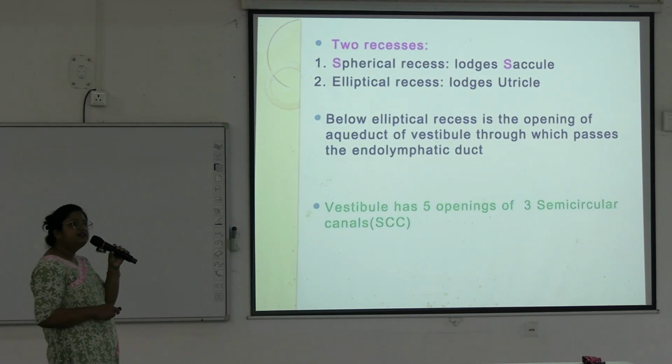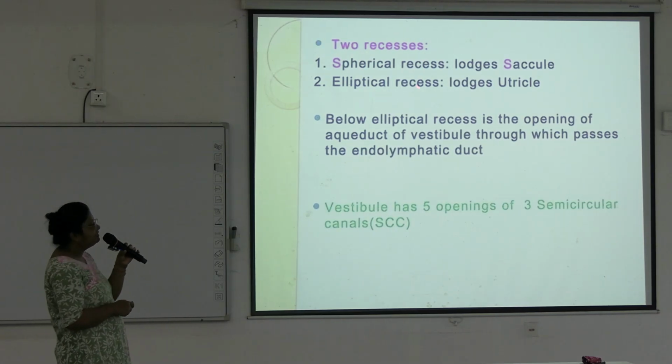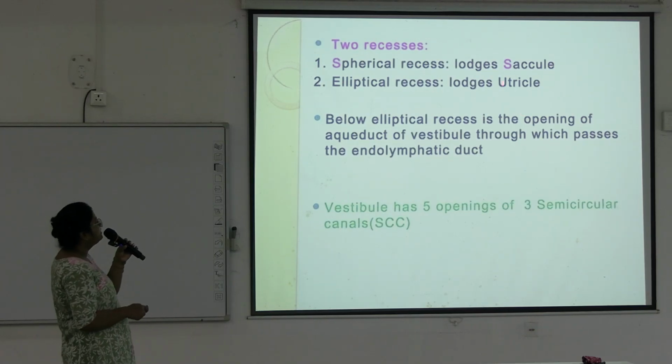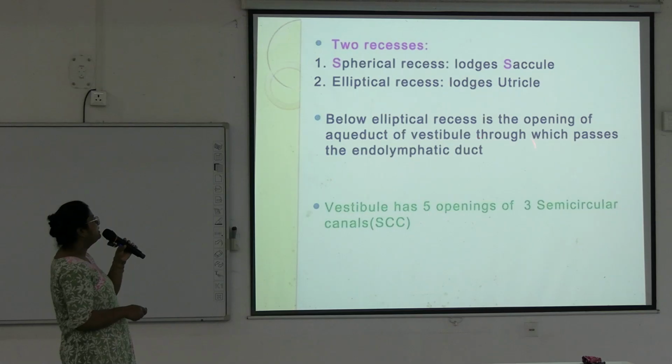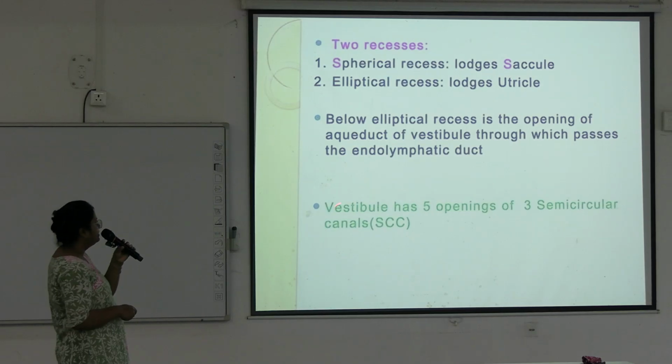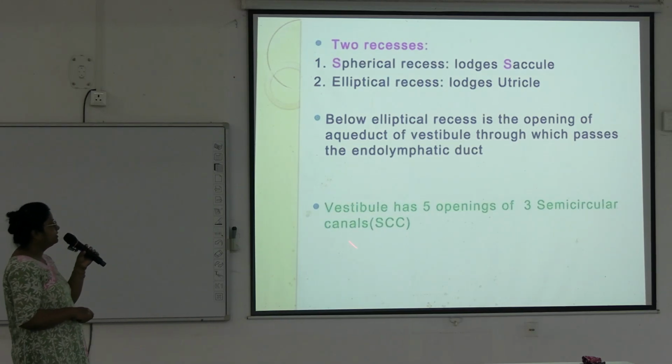Two recesses are there in the vestibule. One is the spherical recess, which lodges the saccule, and the elliptical recess lodges the utricle. Okay? And below the elliptical recess is the opening of the aqueduct of the vestibule, through which passes the endolymphatic duct. And the vestibule has 5 openings of the 3 semicircular canals.